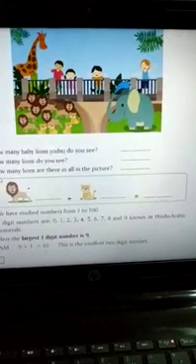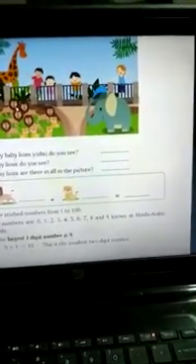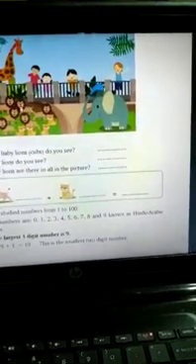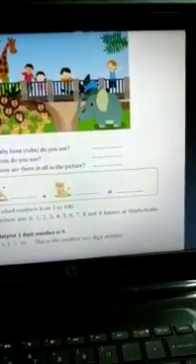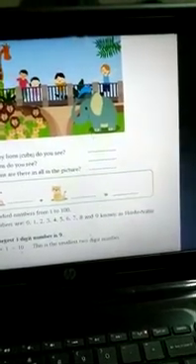And the third question is, how many lions are there in all in the picture? पूरे पिक्चर में कितने lions दी गए हैं? तो हमें सबको काउंट करना है. 1, 2, 3, 4, 5, 6, 7, 8, 9, 10. There are total 10 lions. So here is the answer 10.